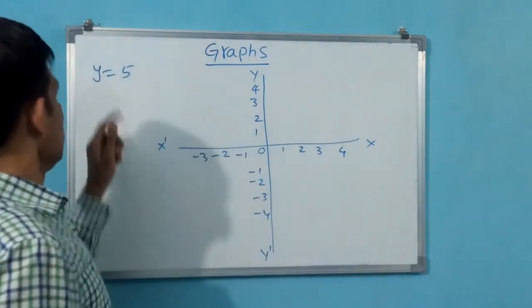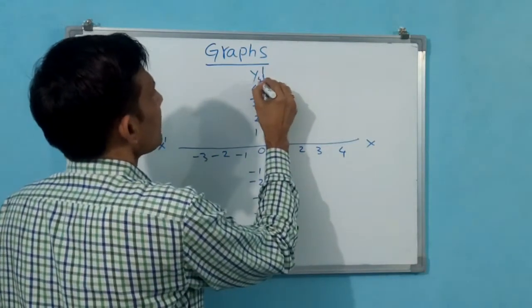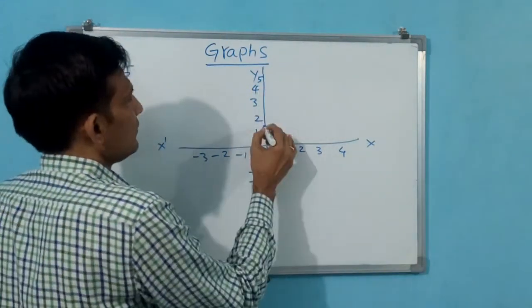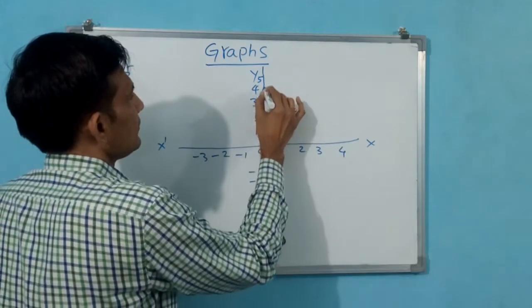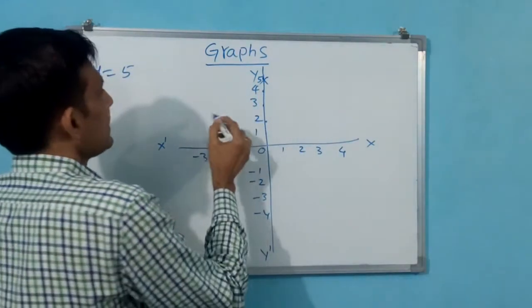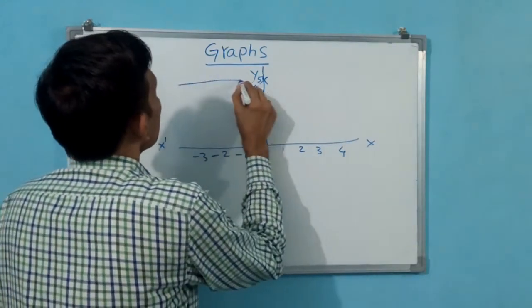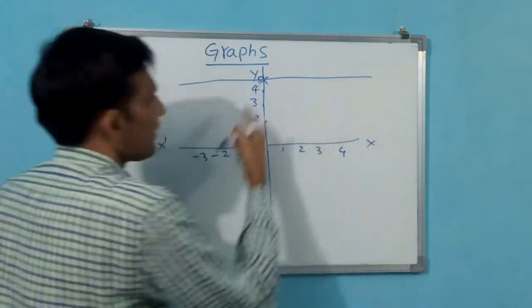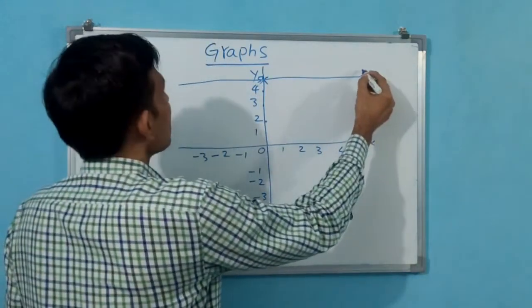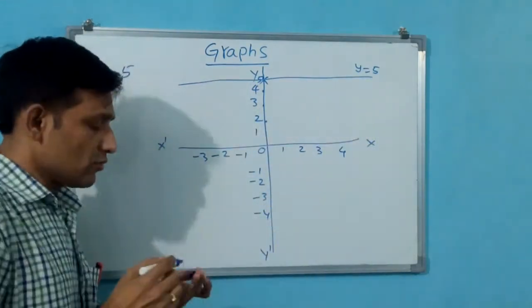Now you see y is equal to 5. Put one mark here, and parallel to the x-axis you draw a straight line passing through 5. In one corner you write the equation y is equal to 5 on the line. Why? Because you have to know what this is.